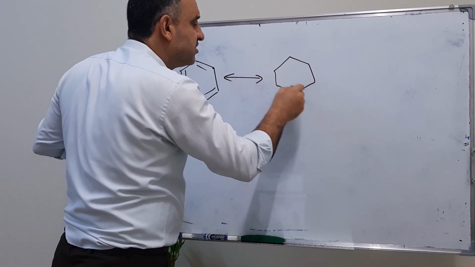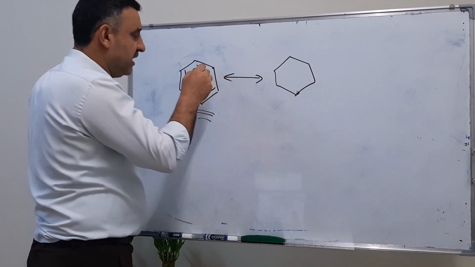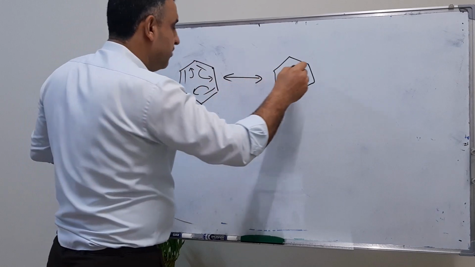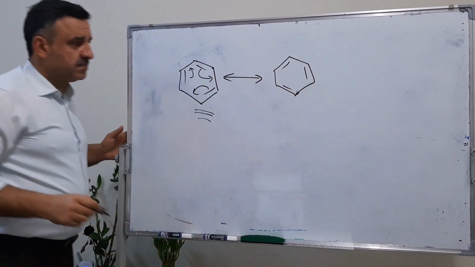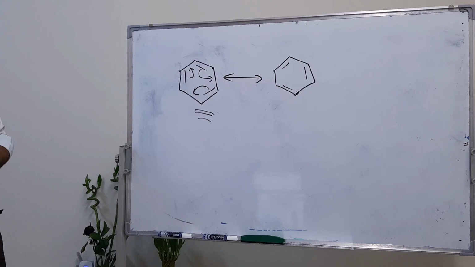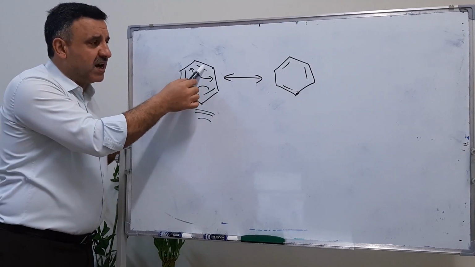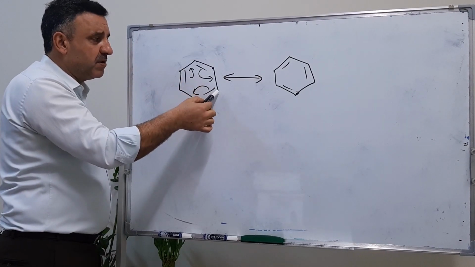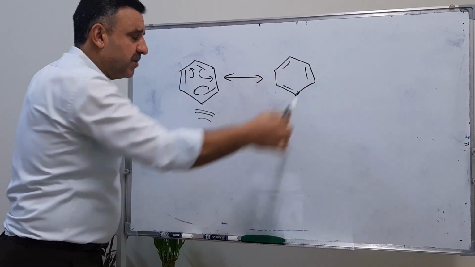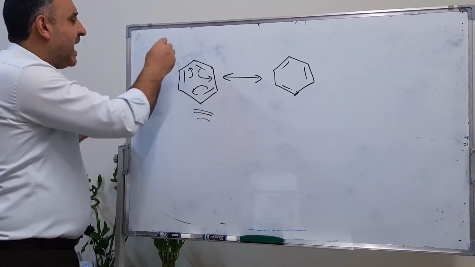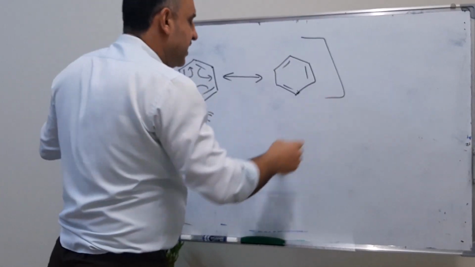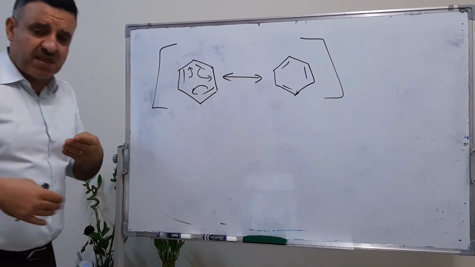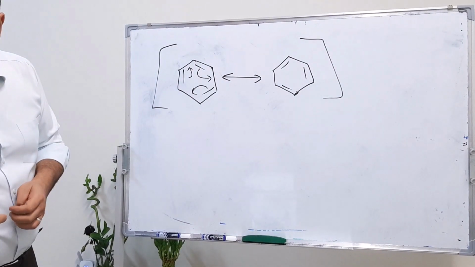We must have another resonance structure, in which this goes here, this goes there, and this goes there. And then what we get is this. Do you see the difference? Wherever we have carbon double bond carbon, here becomes carbon single bond carbon. Wherever we have carbon-carbon single bond, it becomes carbon double bond carbon. So this is the most acceptable structure which can explain the behavior of benzene. Do you follow me?